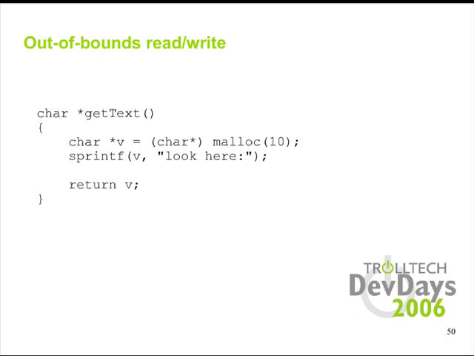So let's look at the out of bounds reads and writes. You might know this problem too. We have a char star and we malloc 10 characters. Then we sprintf exactly 10 characters into our v. And what happens? Here's a small backslash zero, the zero terminator. So actually we copy 11 characters, and we have an out of bounds write on the heap.